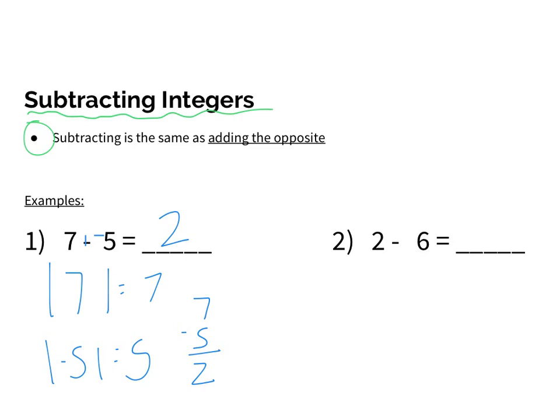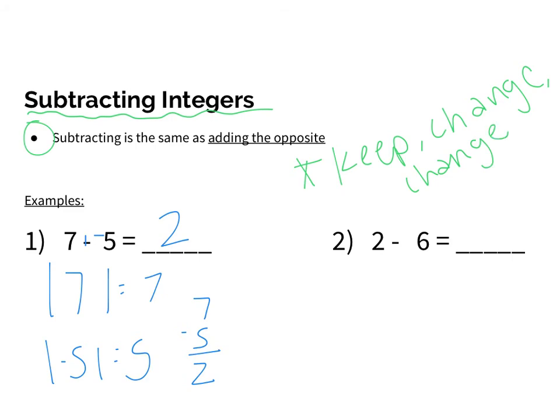Another way that people call this, I'm going to write this up here. You can write it down if you want, which is keep, change, change. And what that means, and some people like to remember it this way, some people would rather call it adding the opposite. But keep, change, change would just say keep the sign of your first number, change the subtraction sign to addition, change the positive sign to a negative sign. Again, it's the same as adding the opposite.